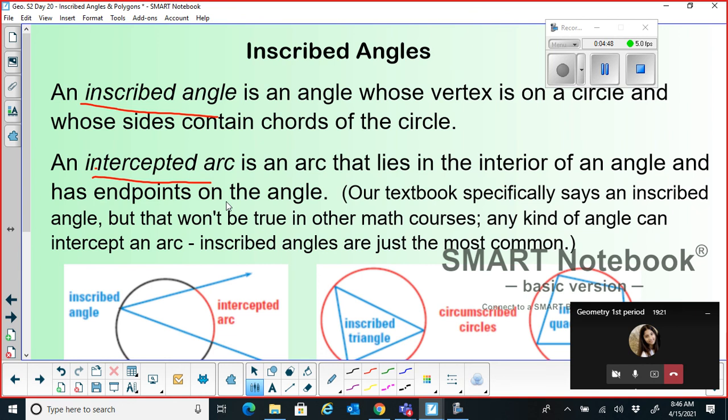To be brief, the intercepted arc is an arc that lies in the interior of the angle and has endpoints on the angle. Not the exterior arc. This is the reflex arc, and this is the interior arc for this particular angle. That's your intercepted arc. Note down these two. After 30 to 40 seconds, we will see a couple more definitions.